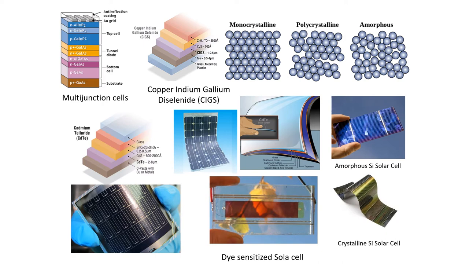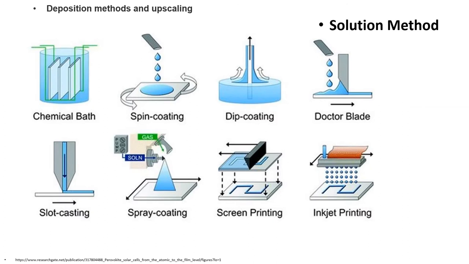Thin film technology is now hugely explored for manufacturing solar cells. In this category, dye sensitized solar cells, multi-junction solar cells, copper indium gallium diselenide solar cells, and bulk heterojunction solar cells are commonly observed. Thin film deposition can be carried out by both methods, namely the solution method and the vapor deposition method. In the solution method, chemical bath, spin coating, dip coating, doctor blade method, slot casting, spray coating, screen printing, and inkjet printing are the commonly employed processes.